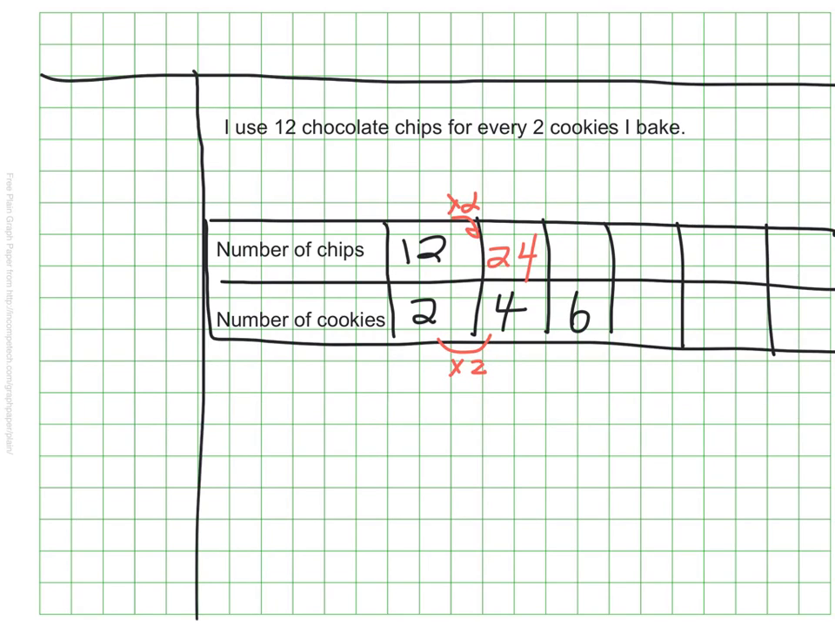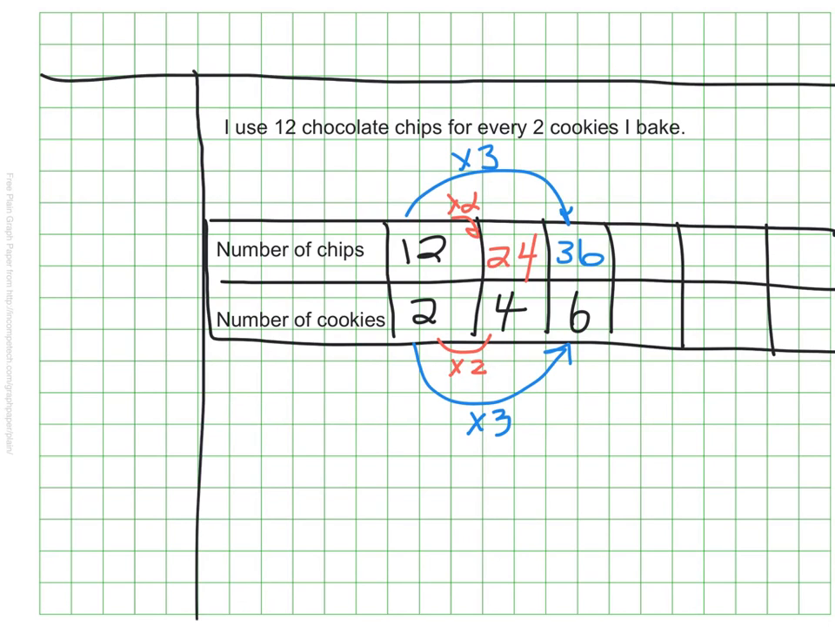Maybe I want to make 6 cookies. Looking at my rate table, I can say, oh, that's 3 times as many cookies, so I need 3 times as many chips. And normally you wouldn't see me writing this multiplication. I'm just showing you how I'm getting those numbers.